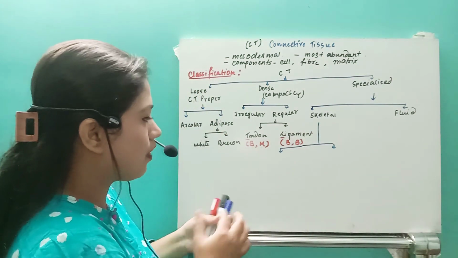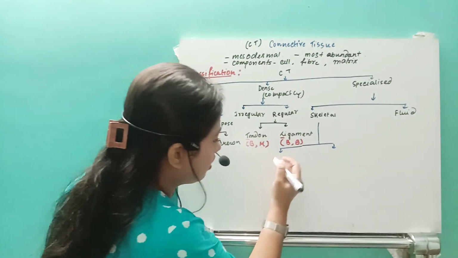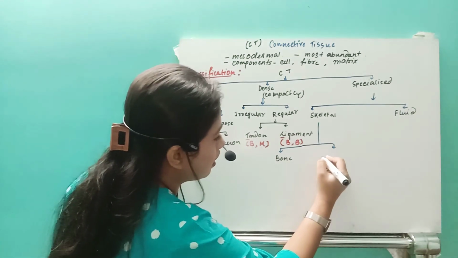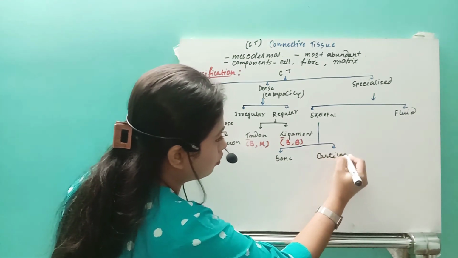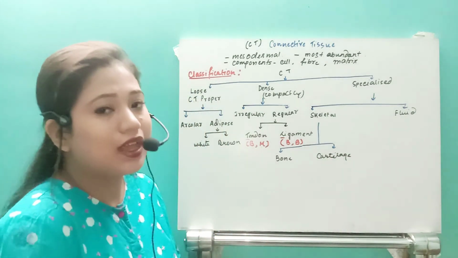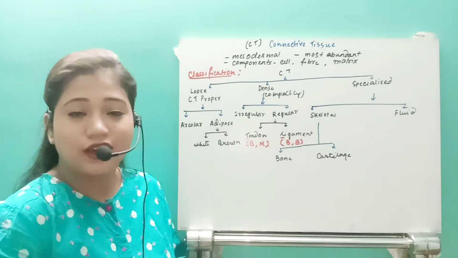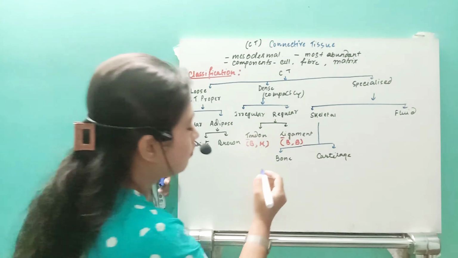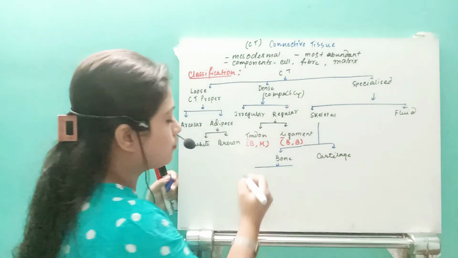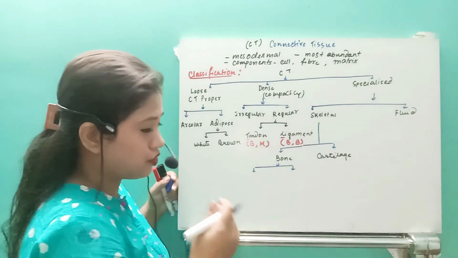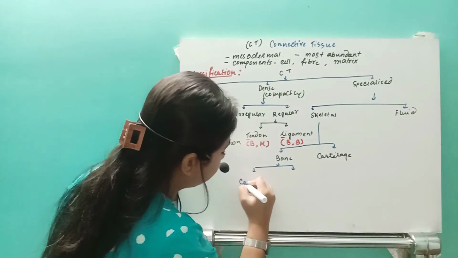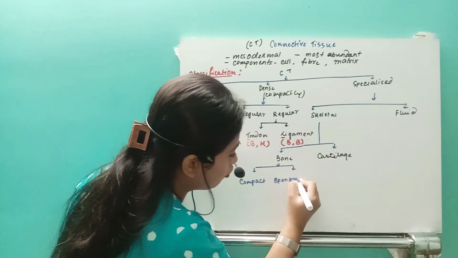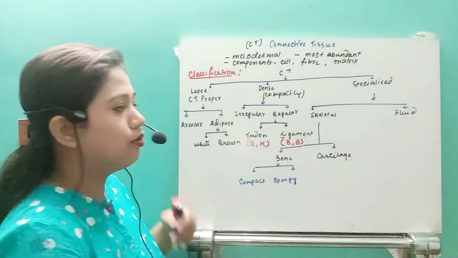What are they? First one is known as bone, and the second one is cartilage, right? So bone and cartilage, these are the two types of skeletal specialized connective tissue. Now these can be further divided. In the bone we are going to see two types of bones. One is the compact bone, and another one is known as cancellous or spongy bone, right?